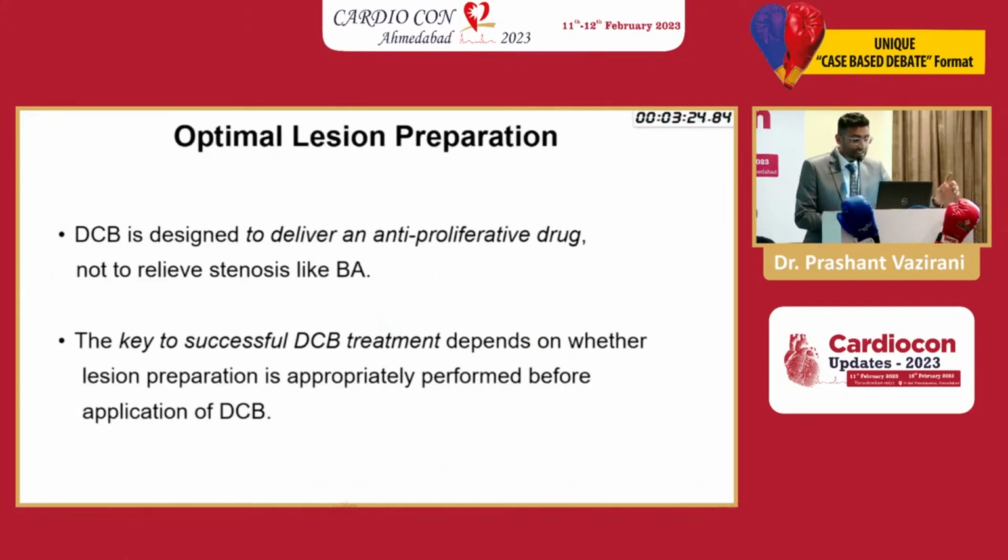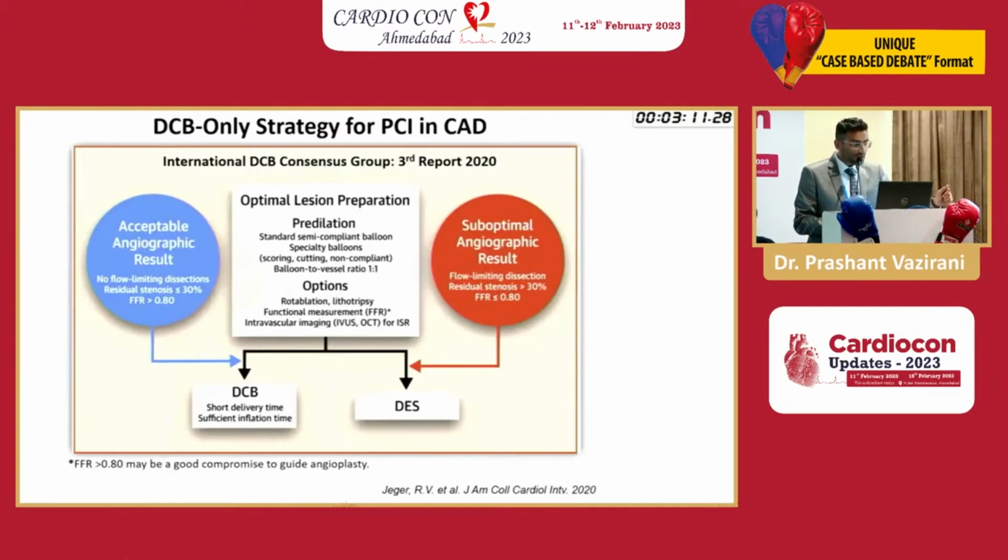The key for a successful DEB implantation is whether you have prepared your bed optimally or not, because a DEB is designed to deliver an anti-proliferative drug and not to relieve a stenosis like your NC balloons. So this is how your balloon should be applied after a 1:1 pre-dilatation. You should assess your angiographic results. If you have no flow-limiting dissection, like type A or B dissections, or residual stenosis is less than 30% and FFR is more than 0.8, then you can go ahead with a DCB. But for all the other cases, like type C and higher dissections, more residual stenosis, or low FFR, you should proceed with a DES.